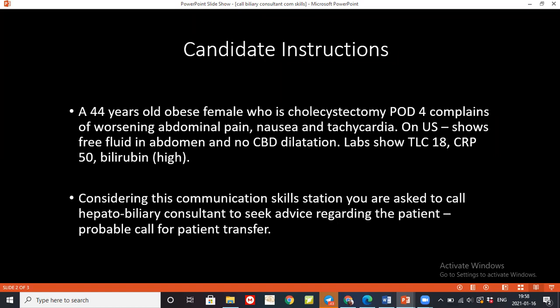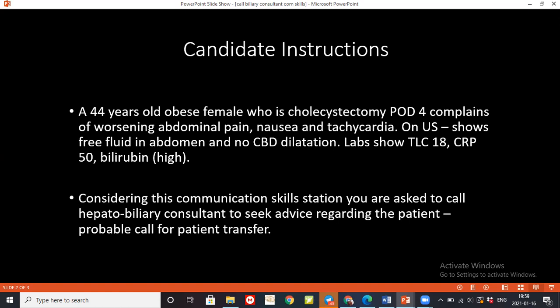Okay, so you can arrange the transfer of the patient. But doctor, you did not tell me, are you doing the ERCP at your hospital, or are we going to do the ERCP at my hospital? What do you think? We suspect this patient had bile leak. She needs ERCP to identify the location. Okay, then you can proceed to transfer.